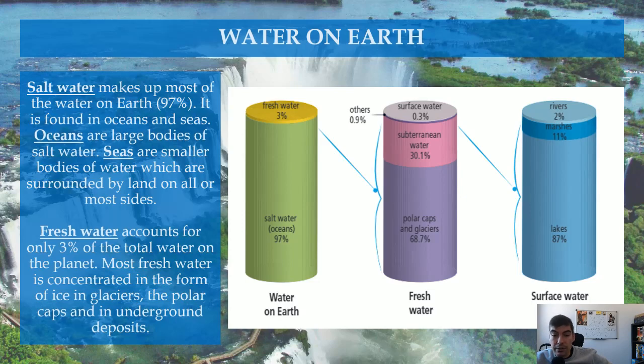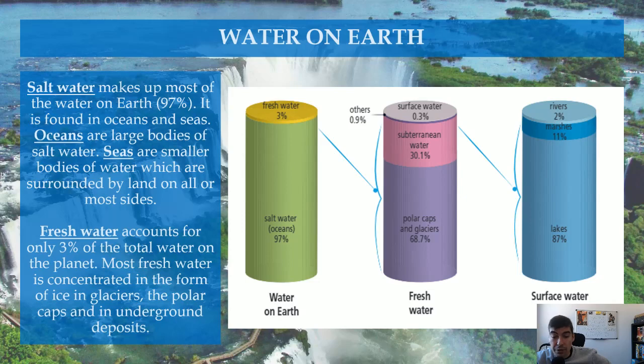So first, salt water is the most abundant because it makes up most of the water on Earth, around 97% of the water. It is found in oceans and seas. You can see the proportion here in this graph. Almost all of the water on Earth is salt water. So we can find it in oceans and seas. What is the difference? Oceans are large bodies of salt water, while seas are smaller bodies of water than the oceans, and they are surrounded by land on all or most sides.